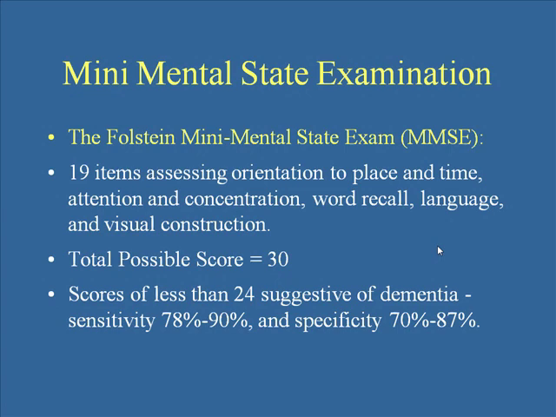The scoring is such that a score of less than 24 would be suggestive of dementia, and if you use that criterion as less than 24 positive, over 24 negative, it has a sensitivity somewhere between 78 and 90% and specificity of 70 to 87%, excuse me. Many of my colleagues argue that the mini mental state exam is not sufficiently sensitive for people with mild cognitive impairment, and I think in some settings that may be of some relevance.